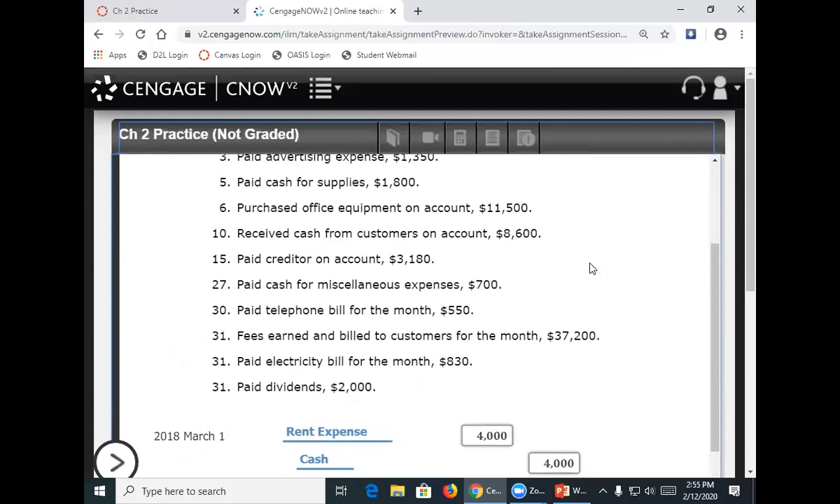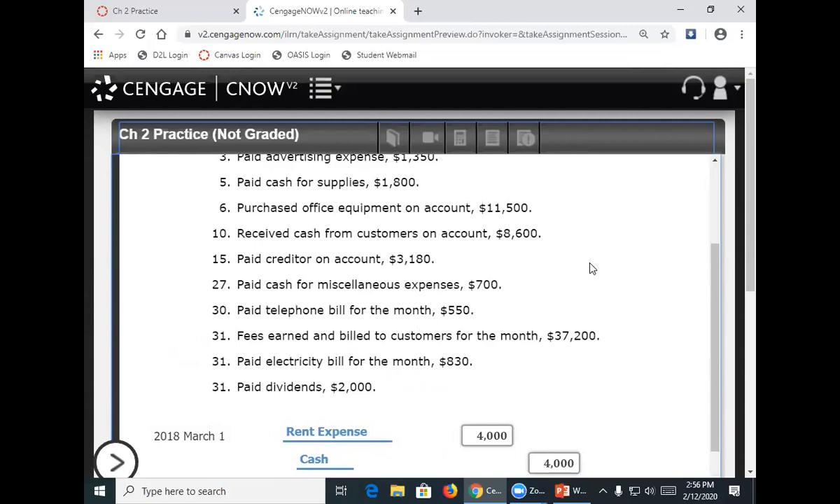On March 15th, we paid a creditor on account $31.80. Okay. What two accounts are being affected there? Accounts payable and cash. Perfect. What's happening to accounts payable? Increasing. Debit. It is debited. So it's the first one listed, right? Yes.